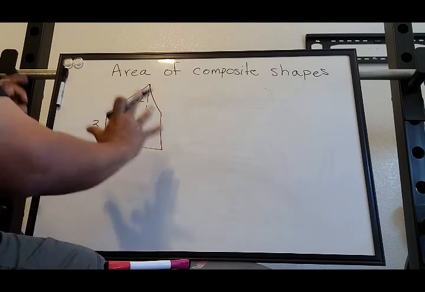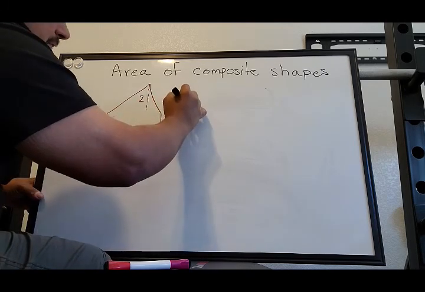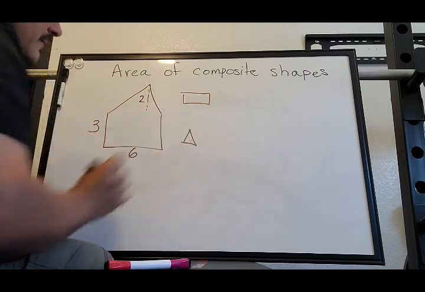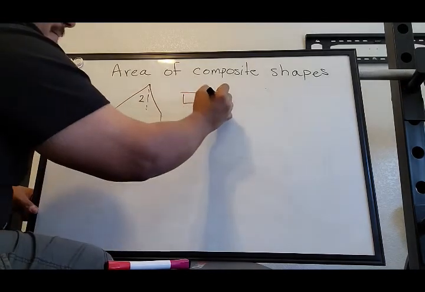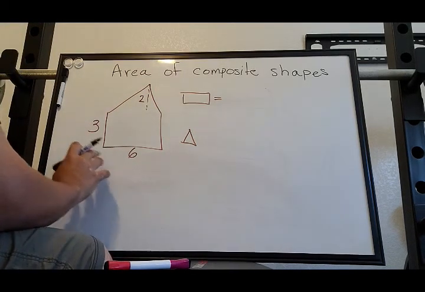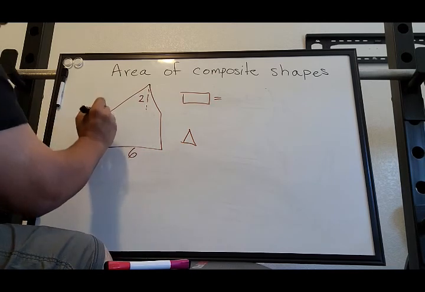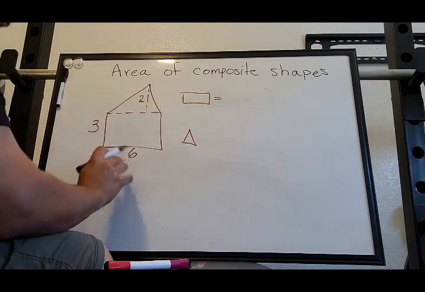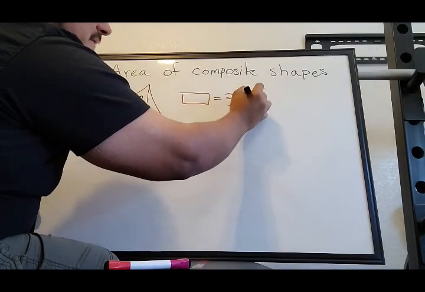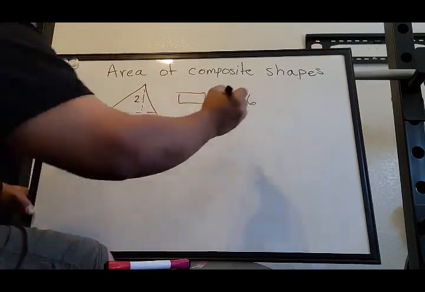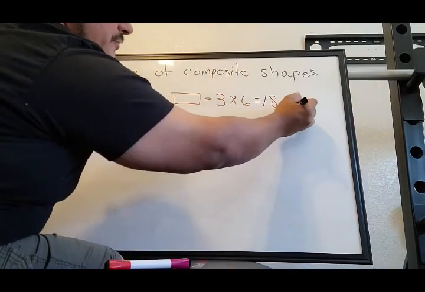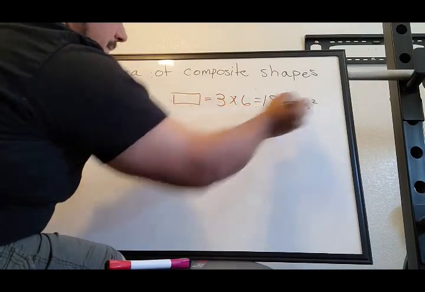We can find that these are two shapes, the area of a rectangle and the area of a triangle. Well, the area of the rectangle can be found by multiplying 3 times 6, because 3 is our height for the rectangle and 6 is the base. So we get 3 times 6. 3 times 6 is 18, so this is 18 units square.